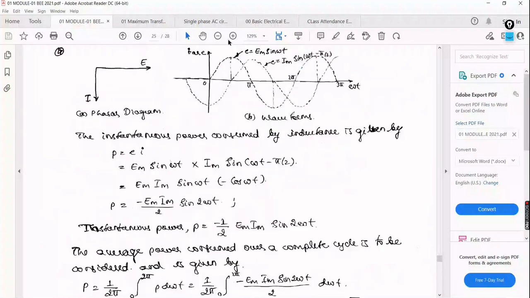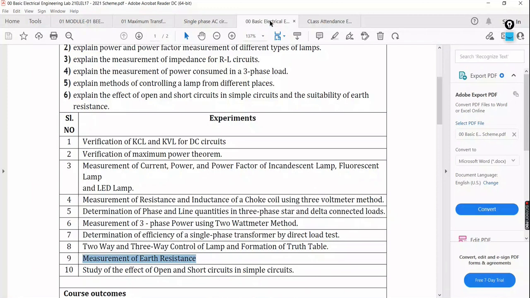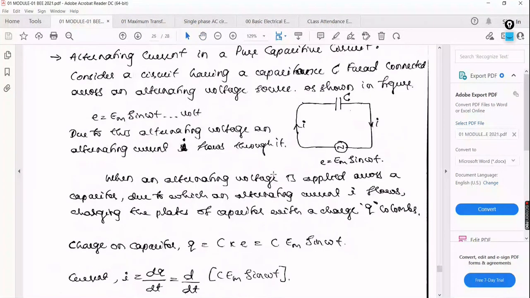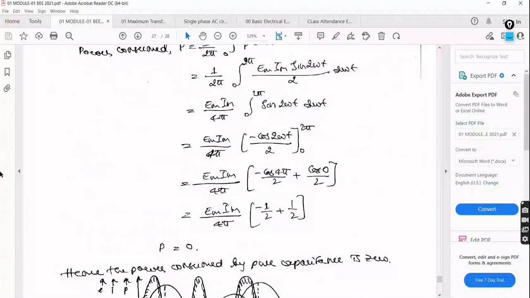Any doubt? Yes, sir. Once you go through that content, if you have any doubt, then you can ask. Okay, I will repeat here.